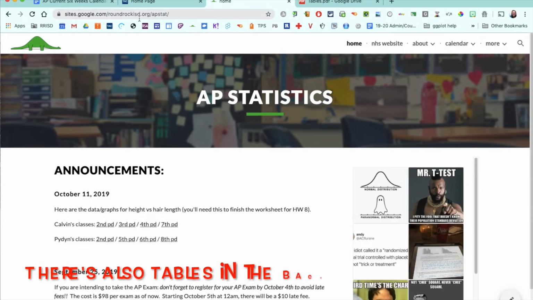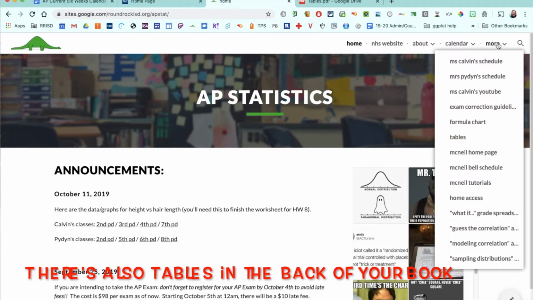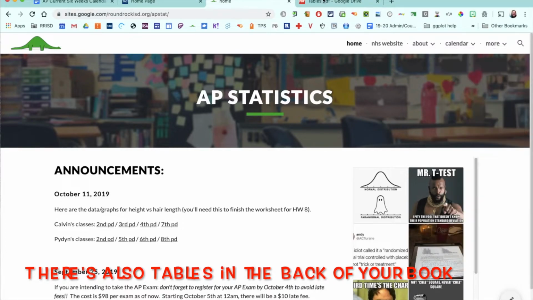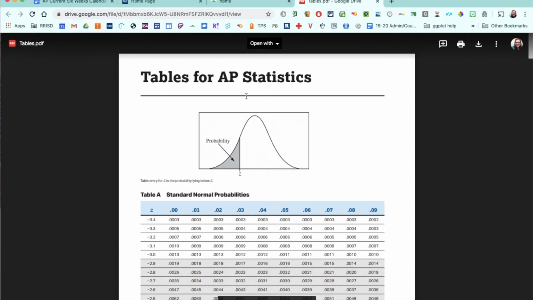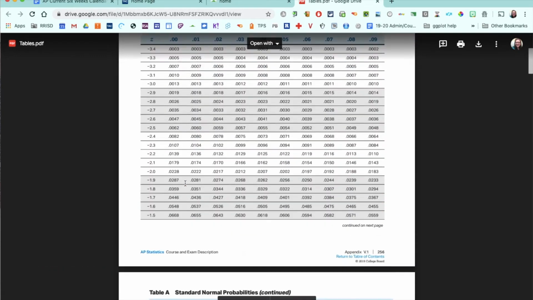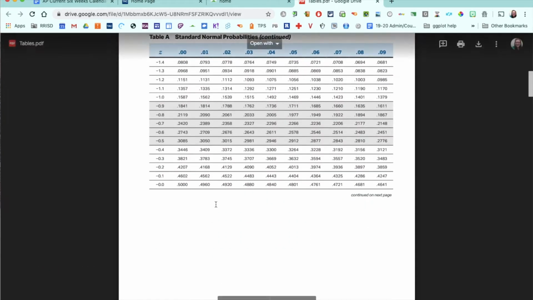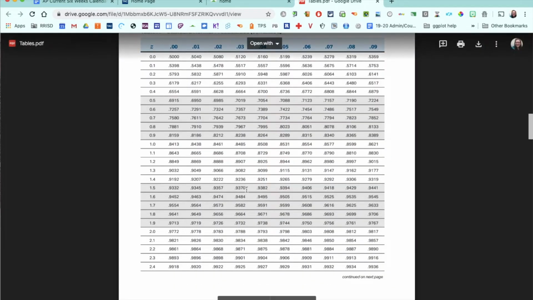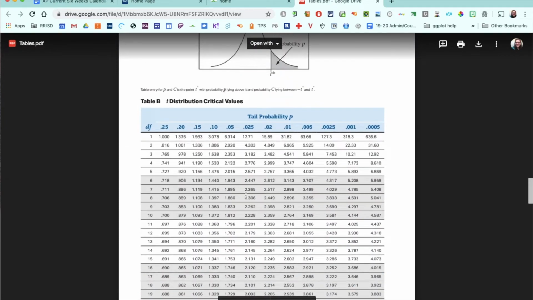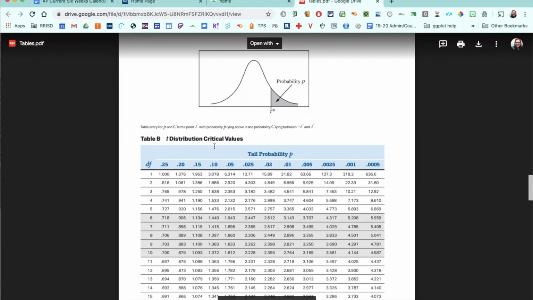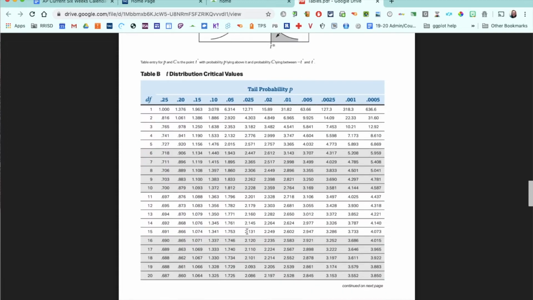So if you go to this AP Stat website under More and then go to Tables, that will open this lovely file. This is actually what the table you get on the AP exam will look like. It's a little bit more spaced out. They kind of spread out so the numbers weren't too tiny. So those first 4 pages are all z-table, just really spread out. And then when we get to this page, it's table B. This is the t-distribution table.